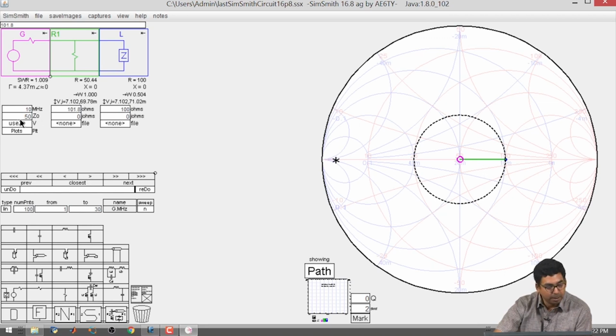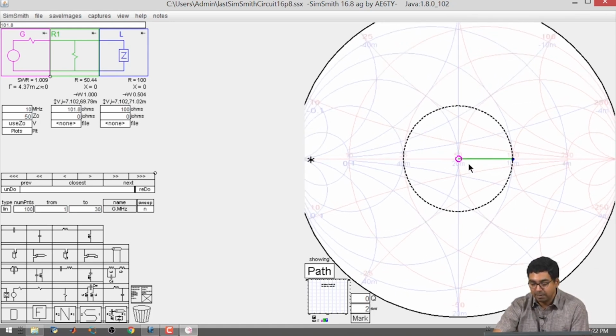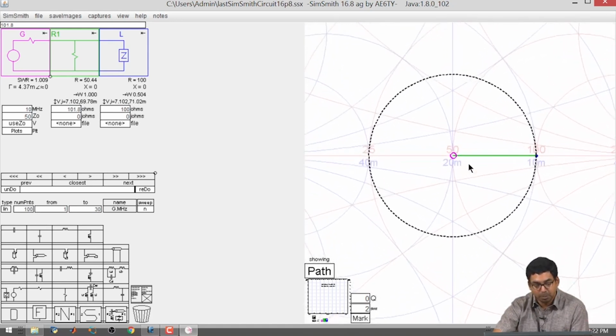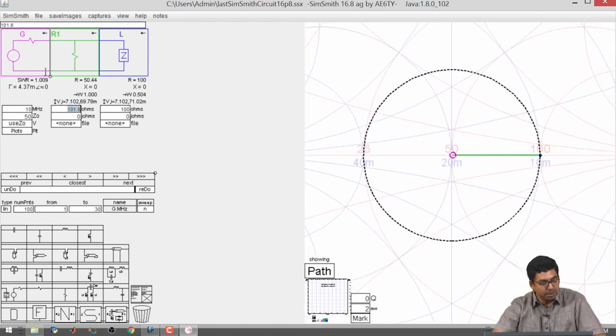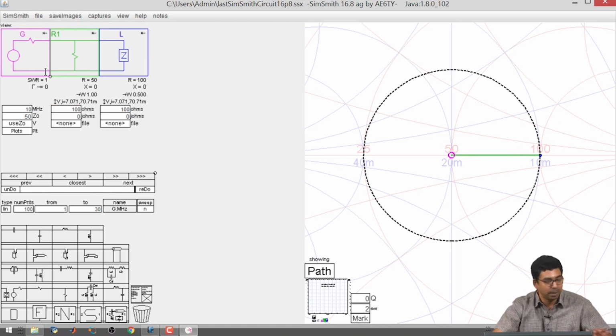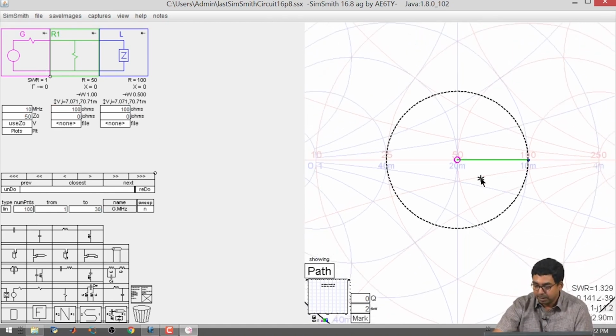Okay, somewhere about that. If you see, the reflection coefficient is 4.37 milli, standing wave ratio is 1.009, and the power once again is 0.50 watts. So, if I zoom in and make it even more correct, this is 100.8. So, I can make it 100 ohms, because 100 ohms and 100 ohms in parallel will become 50 ohms, 1/2. So, I will make that.